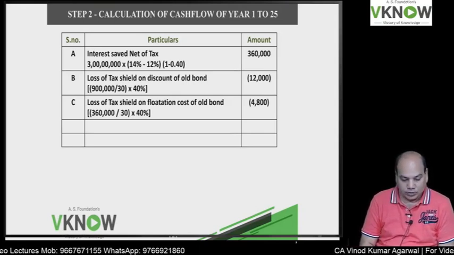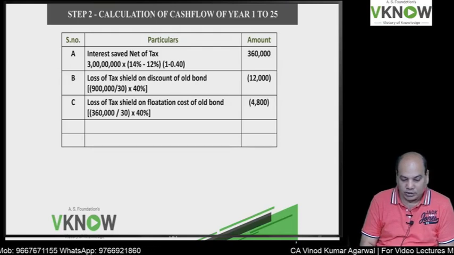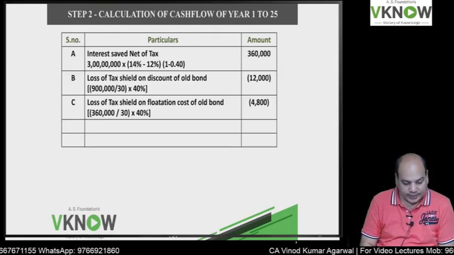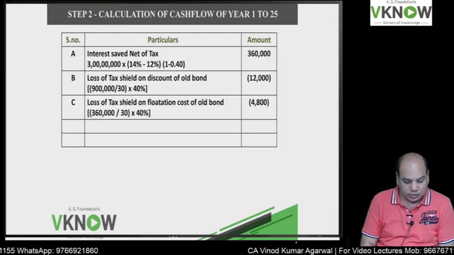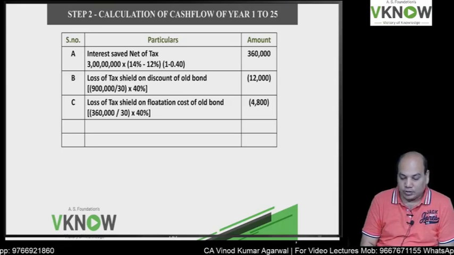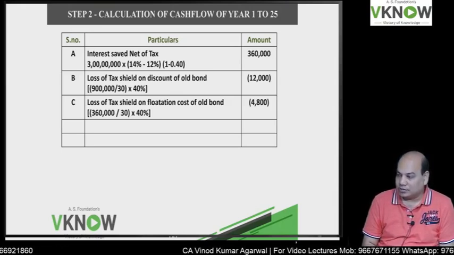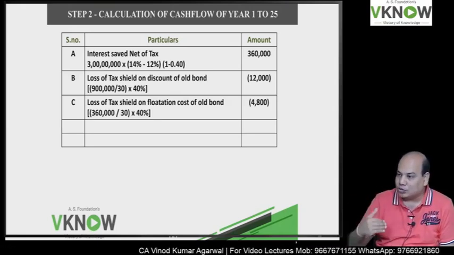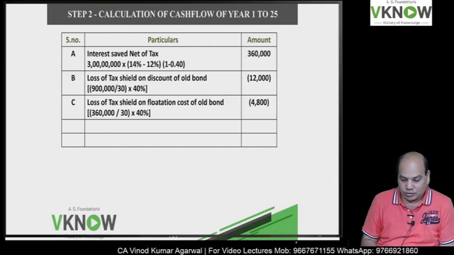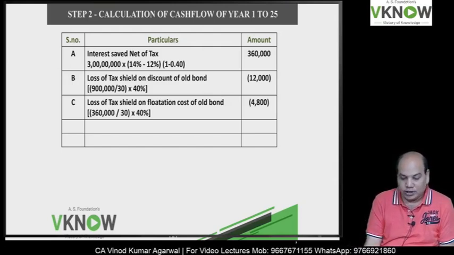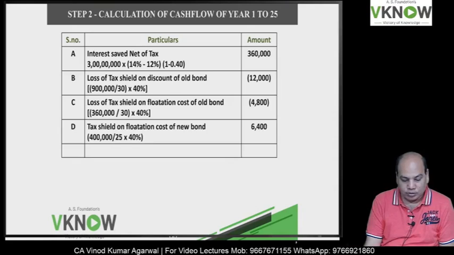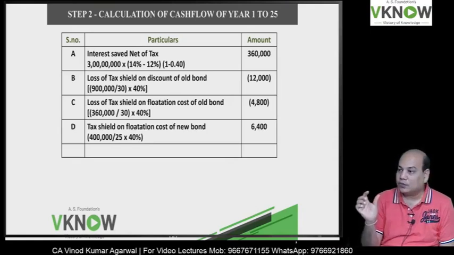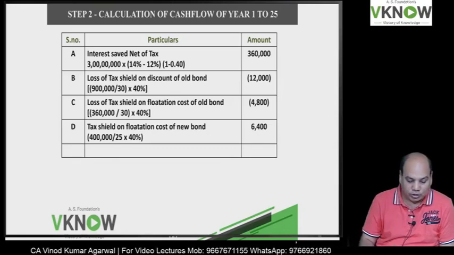Right, 3,60,000 divided by 30, into 40%. So the answer is 4,800. Earlier you were getting every year 12,000 into 40% as tax shield, but that we have already considered in year 0. So you would lose it in the next 25 years. So 4,800. And there is one advantage of issuing the new bond. You will get the tax shield on the flotation cost of the new bond. Very good.